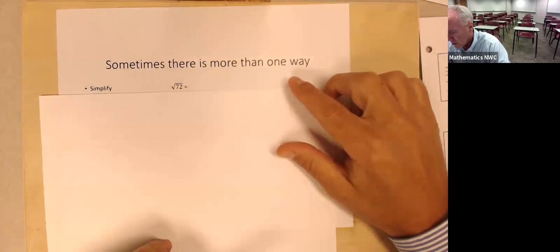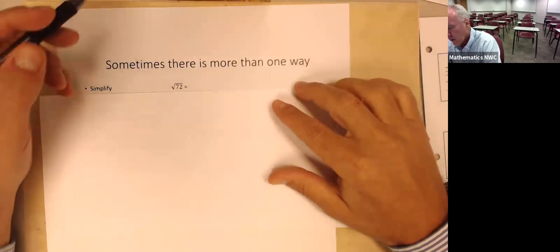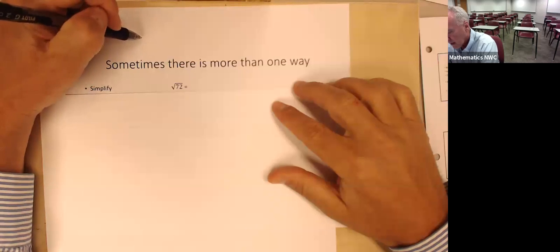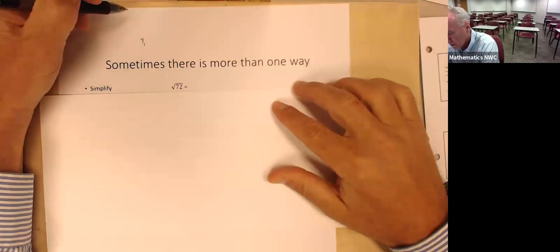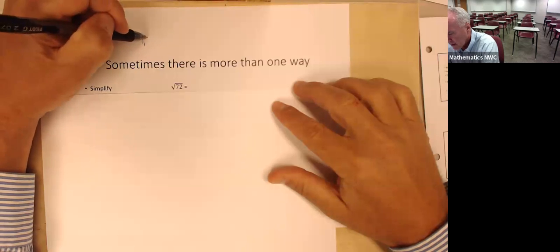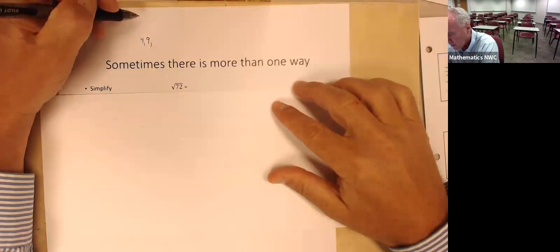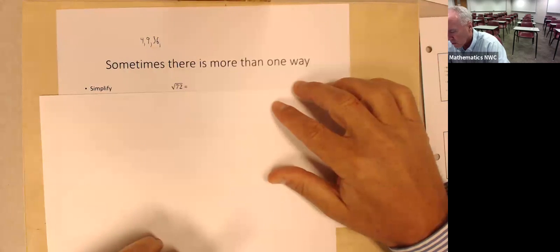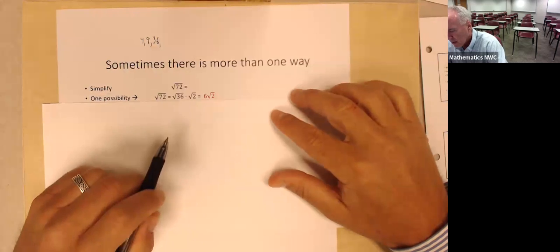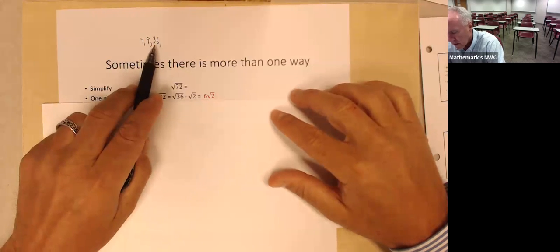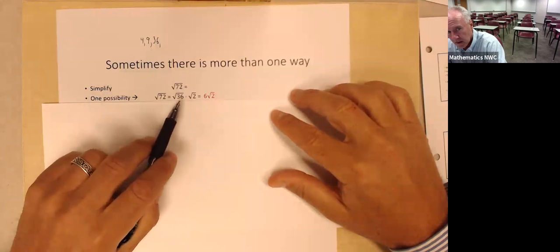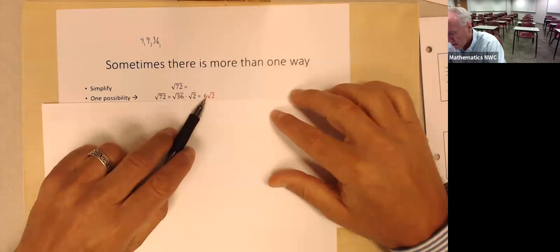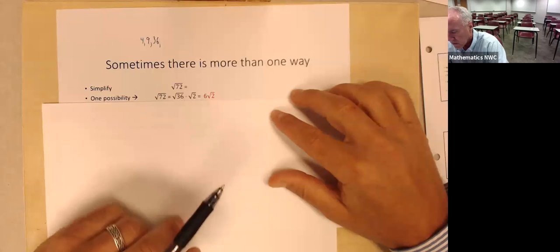Consider radical 72. If I look for perfect squares that will go into that, there's a lot of possibilities. 4 is a perfect square that goes into that. 9 is a perfect square that goes into that. And I'm thinking 36 is another perfect square that goes in there. All of those could be used. The best one is the largest number, 36. If I break 72 down to 36 times 2, the 36 has a perfect square, 6. So my answer is 6 radical 2.